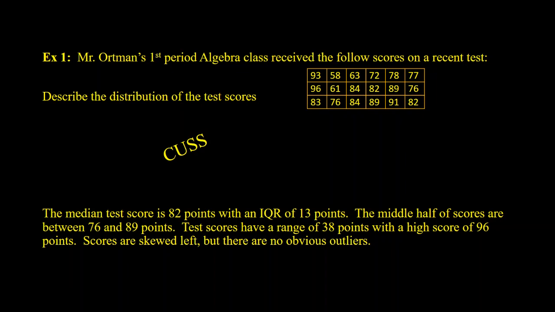So median test score is 82, that's my center. Spread, IQR of 13. IQR is a measure of spread. We go a little more detail by saying the middle half of scores are between 76 and 89 points. Mentioning the range is another measure of spread. Okay, scores are skewed left, that's the shape. And there's no obvious outliers, that's the unusual.